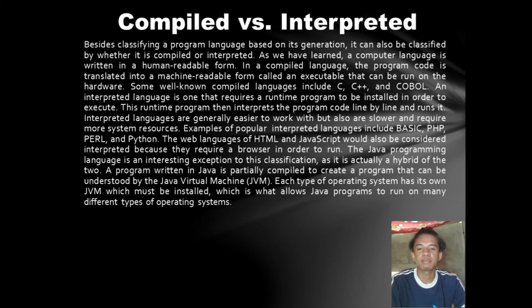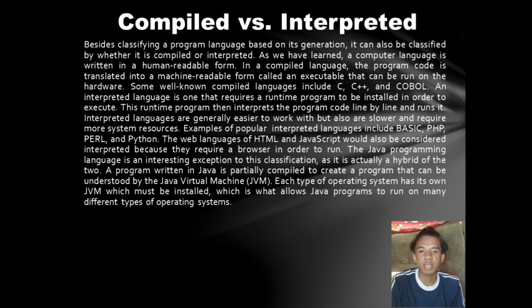Compiled versus interpreted. Besides classifying a programming language based on its generation, it can also be classified by whether it is compiled or interpreted. As we have learned, a computer language is written in a human-readable form. In a compiled language, the program code is translated into a machine-readable form called an executable that can be run on the hardware. Some well-known compiled languages include C, C++, and COBOL.